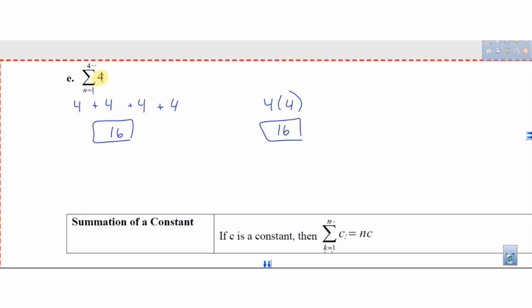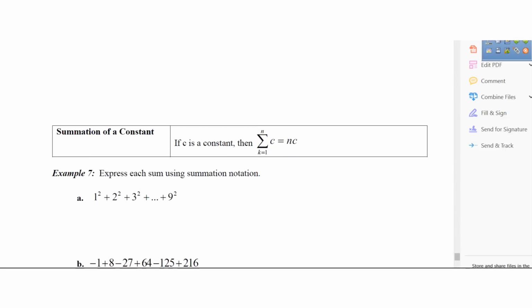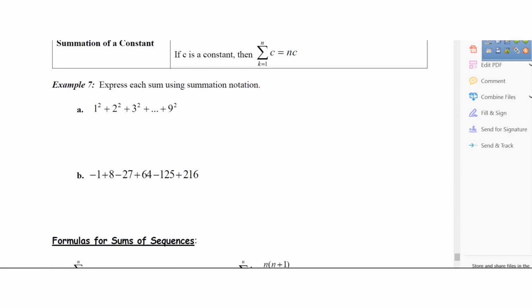Now you're probably like, yeah, that's great, but it was super easy to just put 4 plus 4 plus 4 plus 4, right? What if this was 400? Do you want to write out 4 plus 4 plus 4 plus 4 400 times? No. It's way easier to just go 4 times 400 is 1600. So the formulas work well if it's a very long summation.